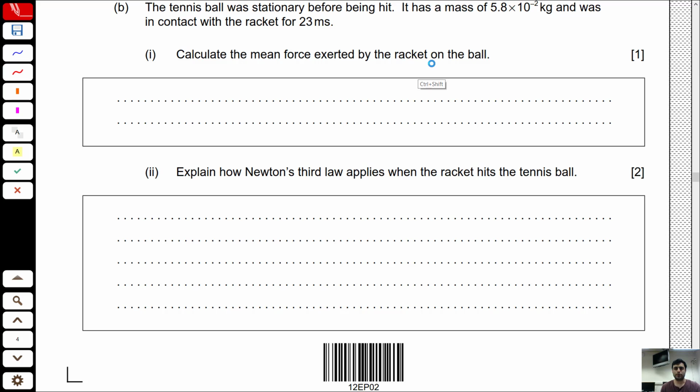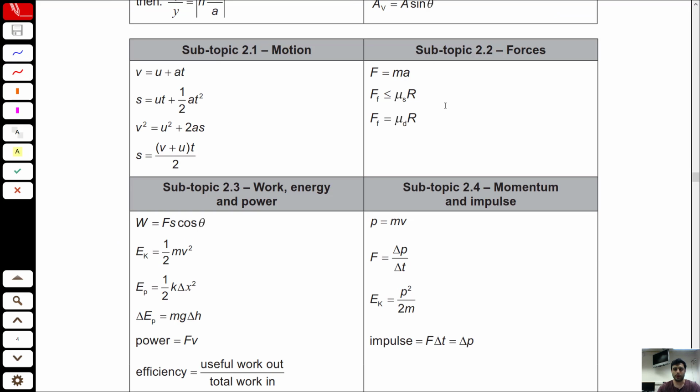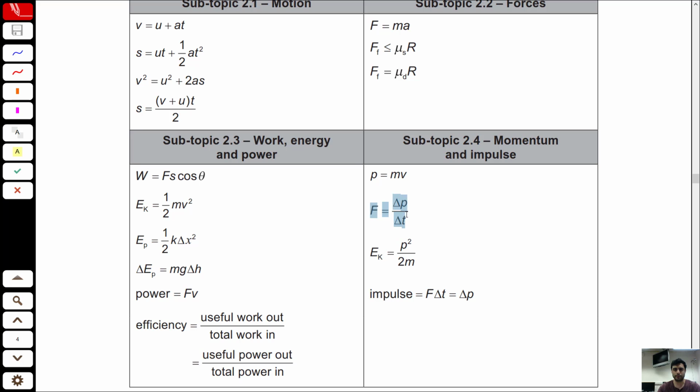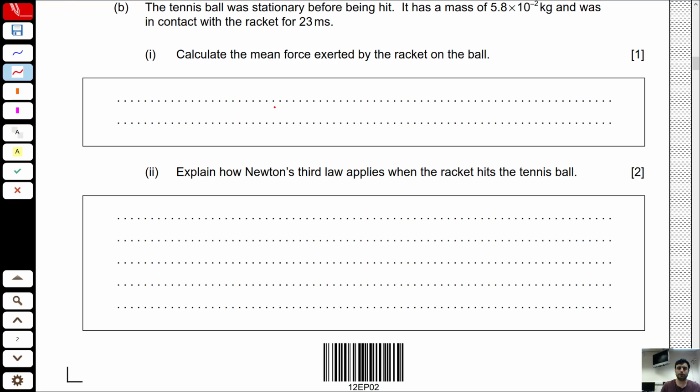If you go back to the data booklet, in order to find the mean force, we just need to use this equation. The resultant mean force acting on the ball is equal to the rate of change of momentum, so it's change in momentum over change in time. This time is the contact time, the time during which there is contact between the ball and the source of the force. So let's use that equation here. We have our resultant force equal to change in momentum over change in time, the duration of the time.